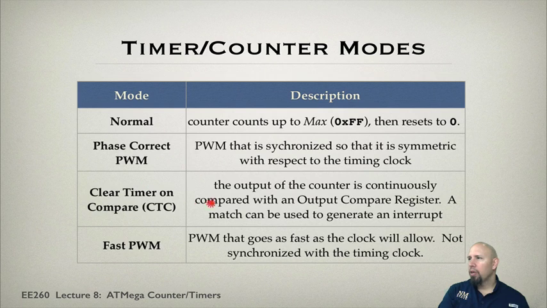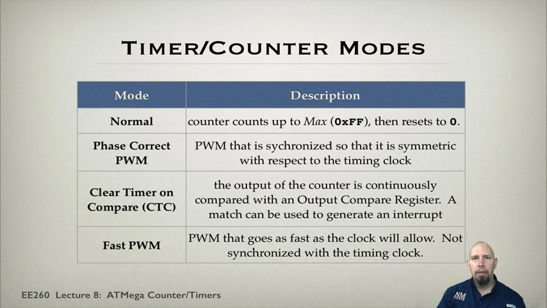So this is an important mode. The output of the counter is continuously compared with the output compare register, and the match can be used either to generate an interrupt or to toggle another signal. Okay, so all three of these use a compare value. It compares the timer with some value, and when it hits that value while counting up, it does something. Depending on what it does is basically what these three things are involved with. So in the normal mode, we don't have a compare value to worry about. These three, we have a compare value to be concerned about.